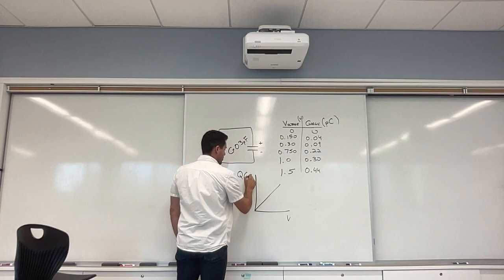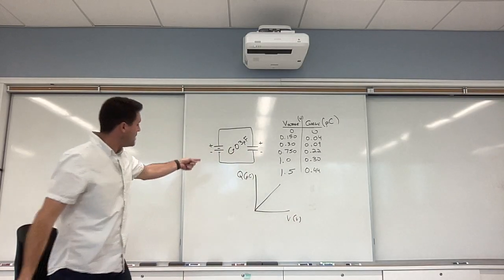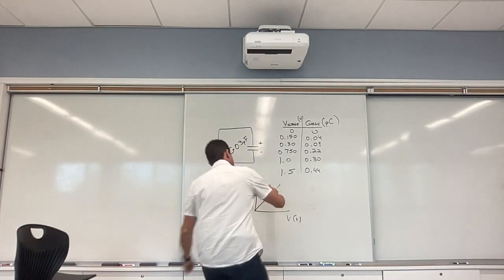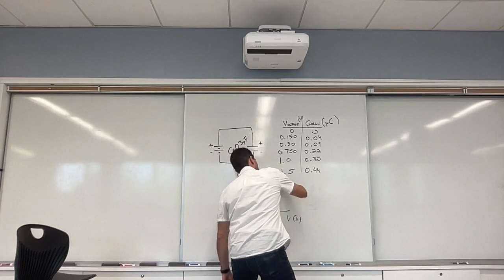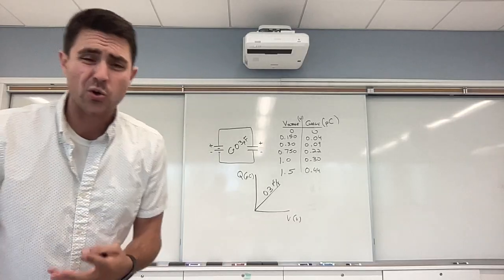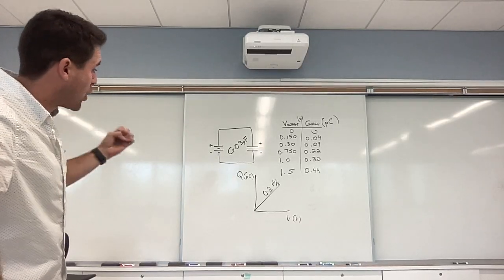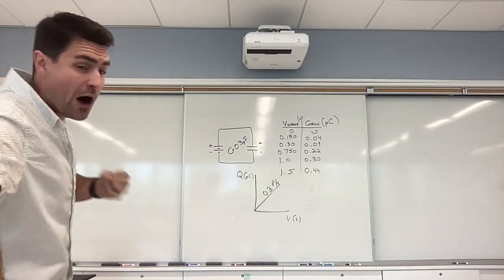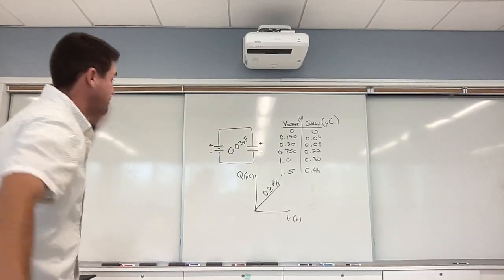So I graph picocoulombs against voltage, and I end up noticing that the slope of that line is exactly 0.3 picocoulombs per volt, which is a weird unit. That tells me the amount of charge per voltage stored on the capacitor. And what I find out from this is that it's curiously close to the capacitance.